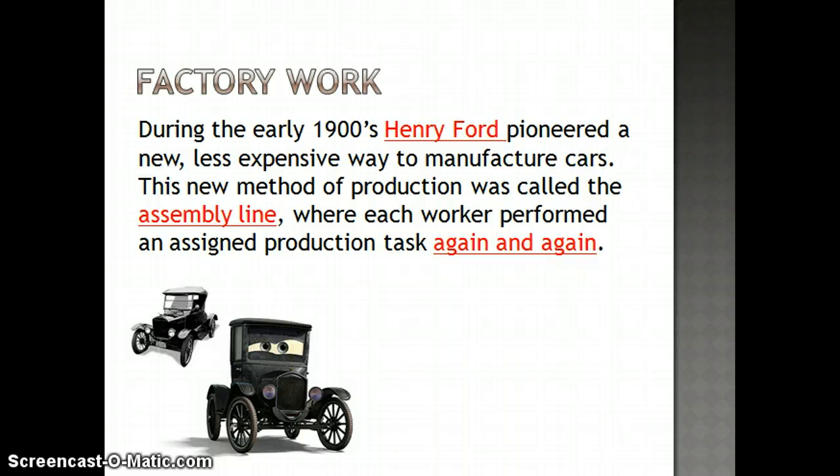Let's start with what it was like to work in a factory. So think back to the industrialization unit, early 1900s, when Henry Ford pioneered a new, less expensive way to manufacture cars. The new method of production was called the assembly line, where each worker performed an assigned production task again and again.